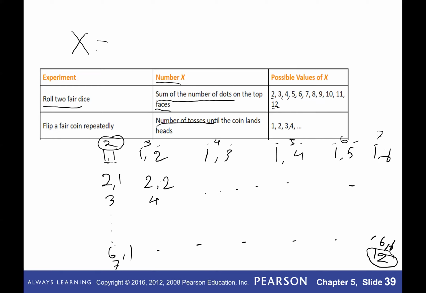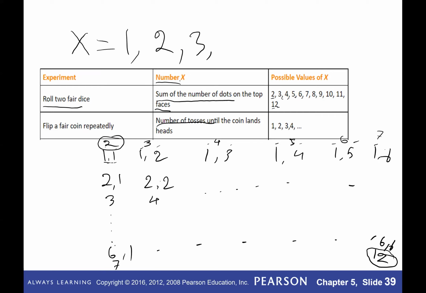So if you just do one toss or one flip, you can get a head, right? So one could be a possible value. Or to get a head, you might need to flip it twice, right? So two could be a possible value. Or you might need to flip the coin 3 times to get a head, because if the first 2 times you get tail, in the third flip you can get a head, right? So 3 could be a possible value.